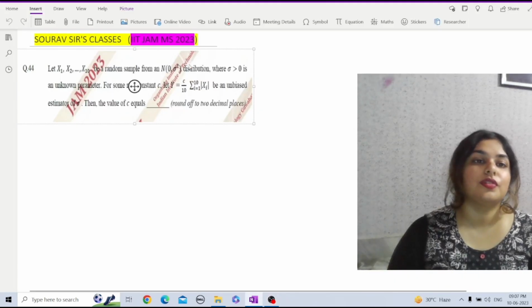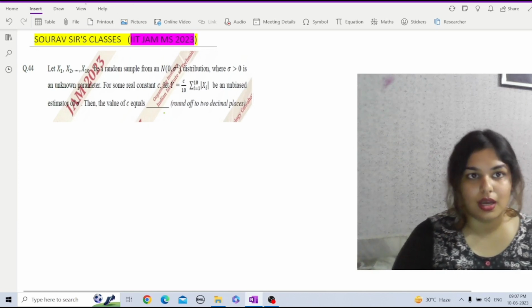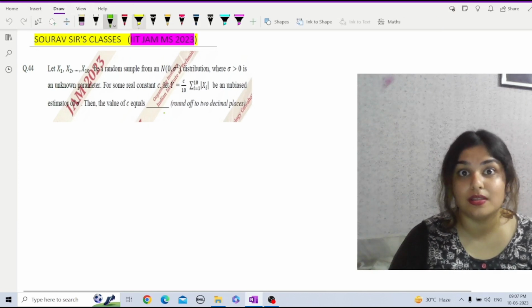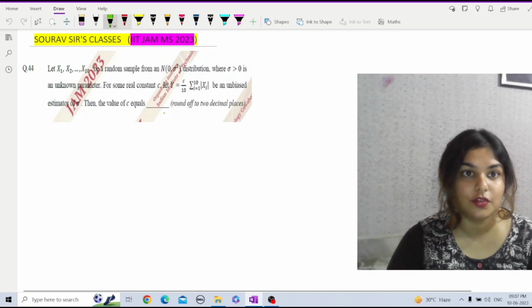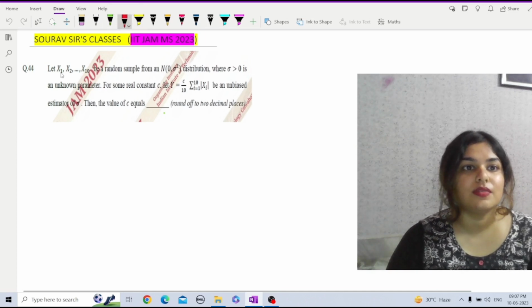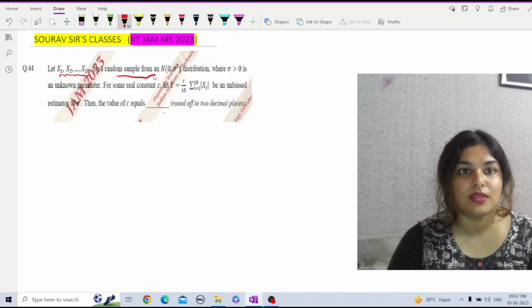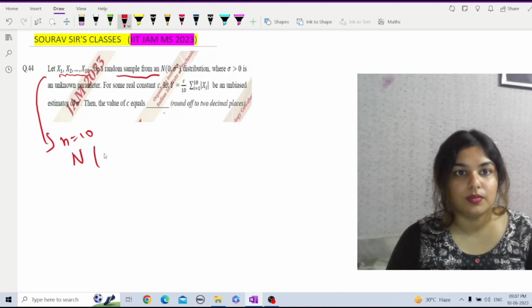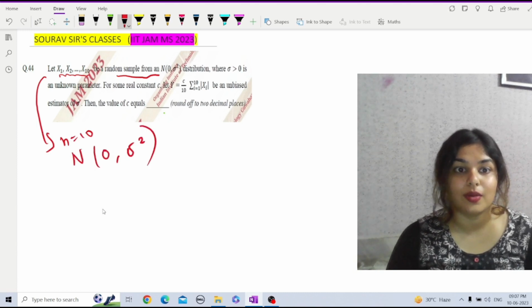So the next question in front of you is a very standard question, and you have to know your basics about normal distribution for this question. The question given is: we are given x1, x2, up to x10 as a random sample. So these are samples. The sample size is n equal to 10, and the distribution is a normal distribution with 0 mean and sigma square as variance.